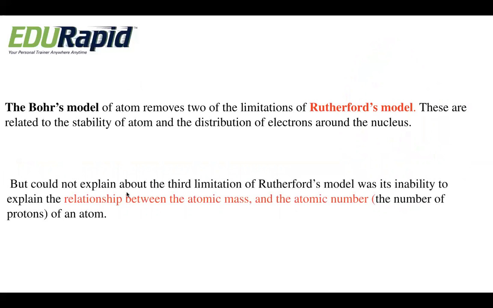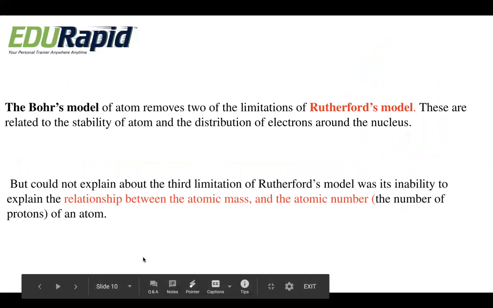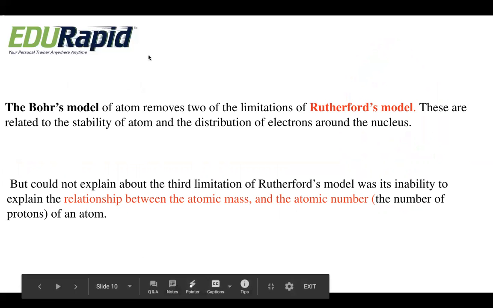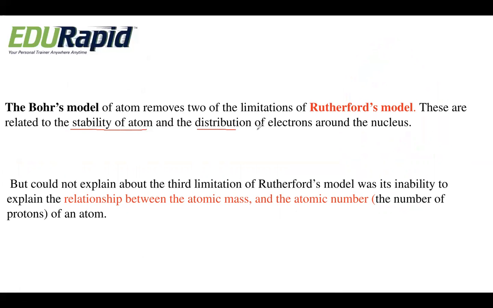Bohr's model of the atom removes two limitations of Rutherford's. Yes, we saw the two limitations of Rutherford. What are those? That is the instability of an atom and the distribution of electrons, right? So these two limitations were overcome by his student, Bohr, by proposing his atomic model, which is related to the stability of an atom and the distribution of electrons around the nucleus.